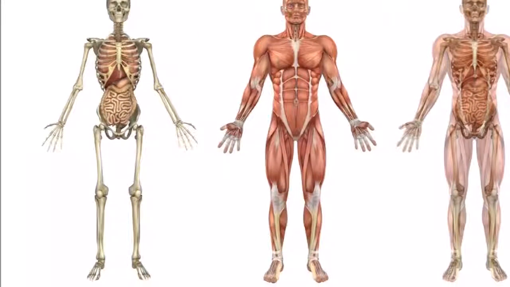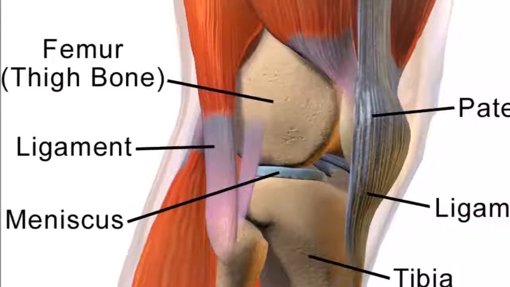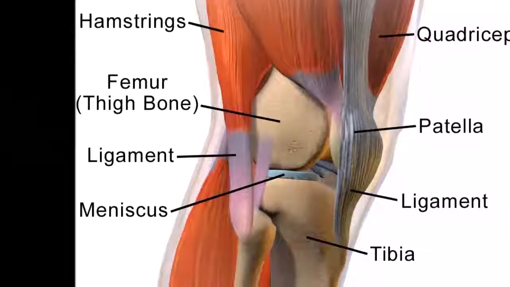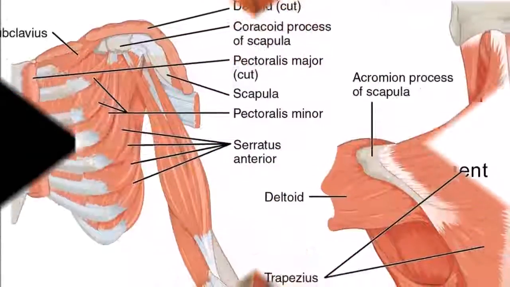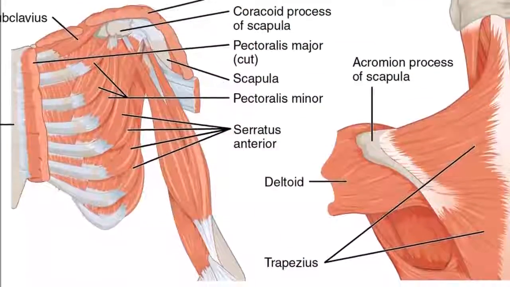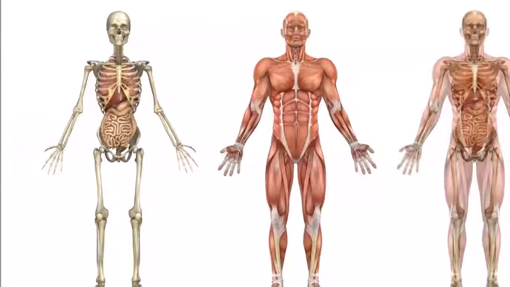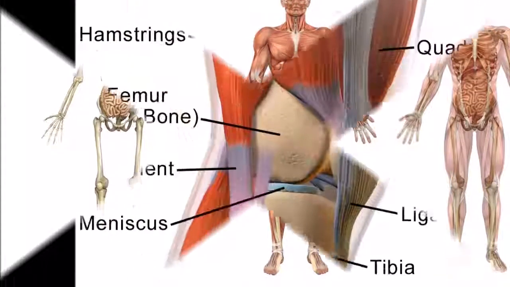Welcome to another tutorial. This time I'm going to be talking about the muscles of the upper arm and the shoulder blade. Like you see here on this image, we have the humerus here, which is the main bony framework of the upper arm. And on your left side, you have the triangular shaped bone known as the scapula, or also known as the shoulder blade.